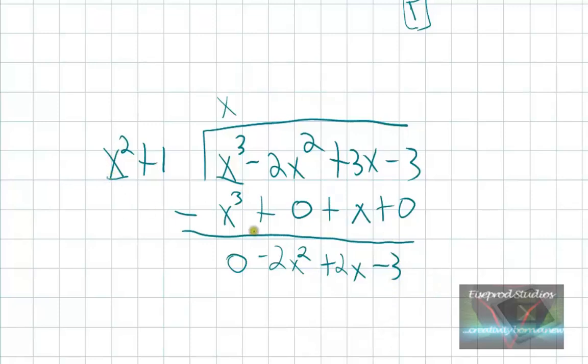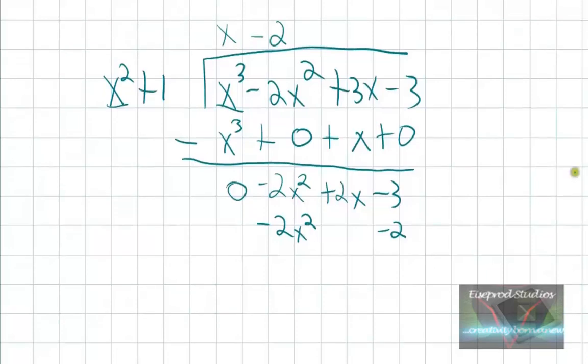x squared going into negative 2x squared. Well, that would just be negative 2. Because negative 2 times x squared would give us negative 2x squared. Okay, so now let's multiply negative 2 by this entire thing. So we're going to get negative 2x squared, and then negative 2 times 1 is negative 2. And again, I'm going to put that here so I can line up my values.